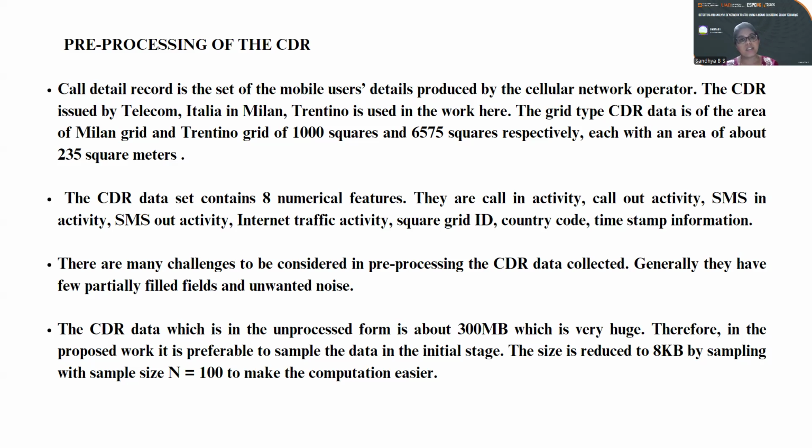The CDR dataset contains 8 numerical features. They are call in activity, call out activity, SMS in activity, SMS out activity, internet traffic activity, square grid ID, country code, timestamp information. There are many challenges to be considered in pre-processing the CDR data collected.